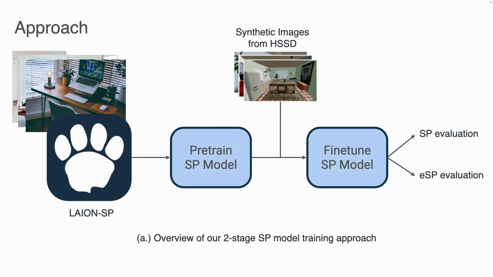We propose a two-stage training approach where we first train our SP model using a synthetically curated SP dataset from real images from LAION, and then fine-tune it using programmatically generated simulation data where you don't have any artifacts.